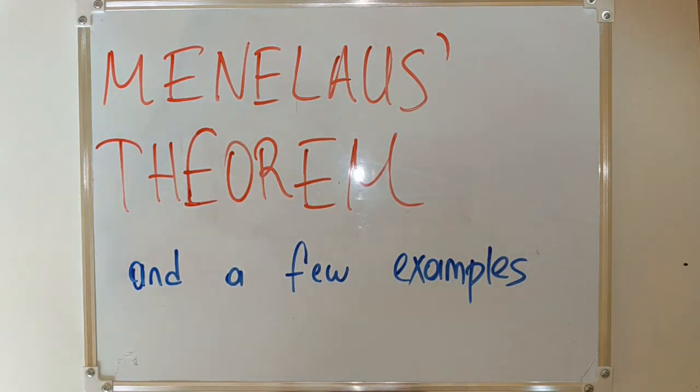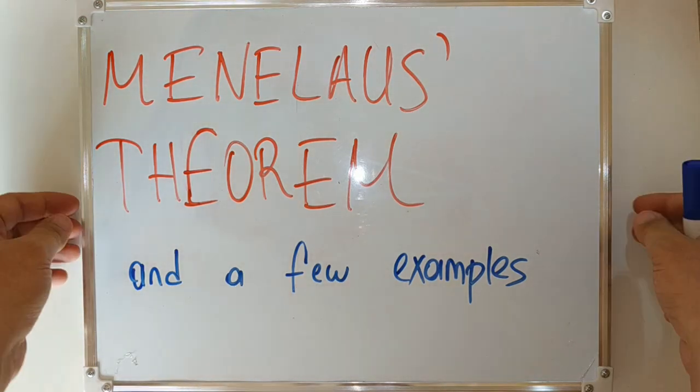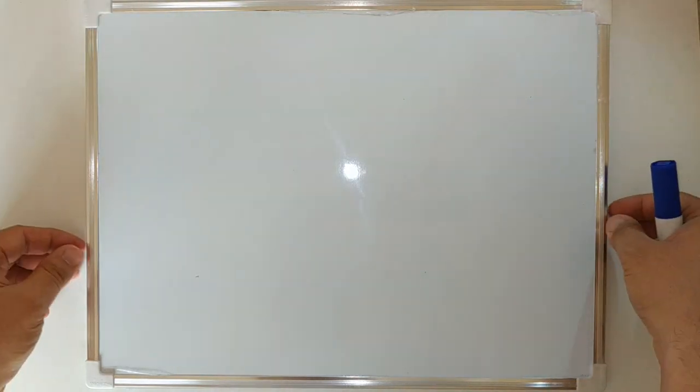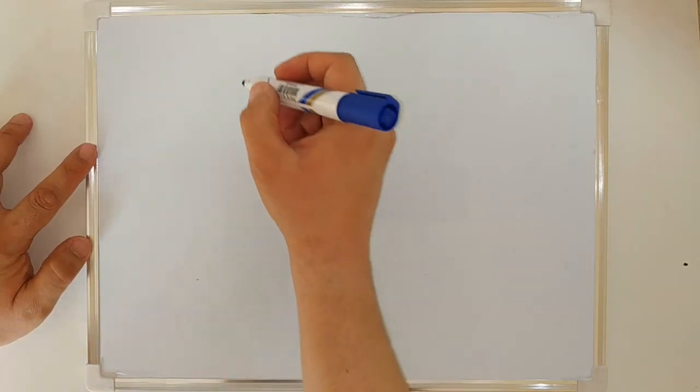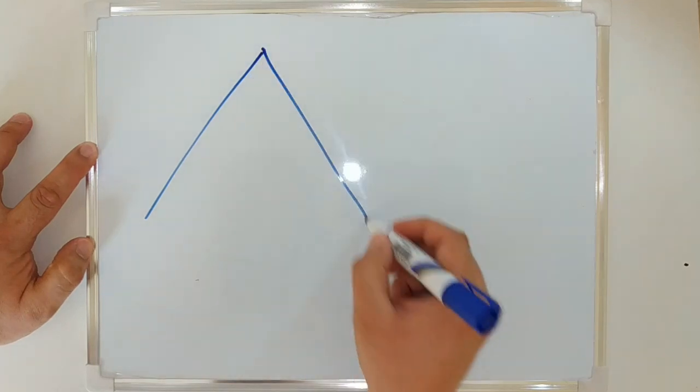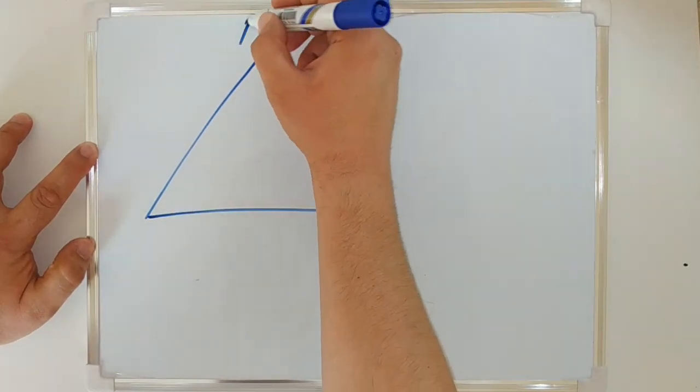Hello everyone, in this video we are going to learn what Menelaus' theorem is, and then we are going to solve a few examples about Menelaus' theorem. So, let's start drawing a triangle. Let's construct a triangle, any triangle. Let's say this is the triangle ABC.